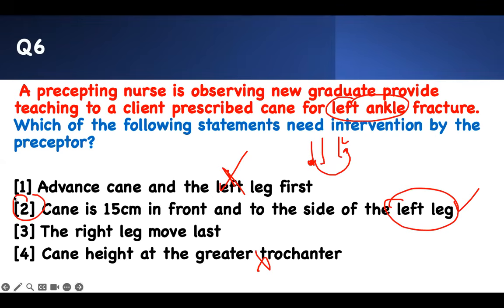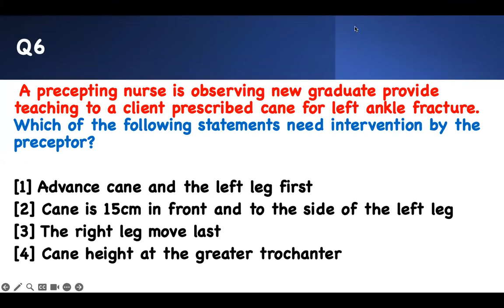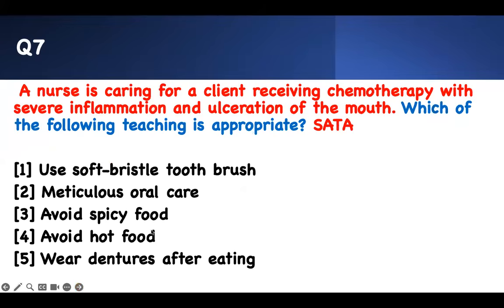Number 2. Which of the following teachings is appropriate? A nurse is caring for a client receiving chemotherapy with severe inflammation and ulceration of the mouth. Think about it. I get chemo, I'm immunocompromised. I get severe inflammation, ulceration of the mouth. Which of the following teachings is appropriate? All I'm asking you is mucositis.